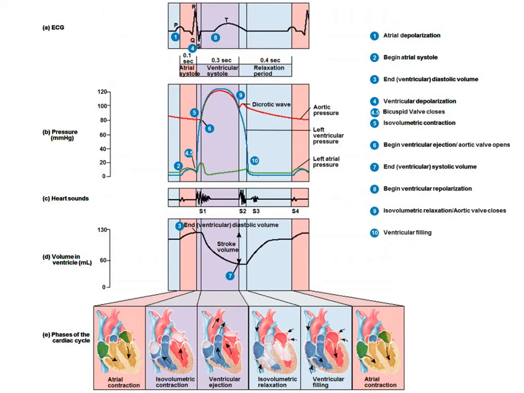Now, a very similar series of graphs can occur in the right side, of course. The pressure won't be as great. And I want you to think about why. Why would the pressure not need to be as high in the right side of the heart versus the left? Okay, something to think about. That also leads to why one chamber is thicker than the other one. Okay?